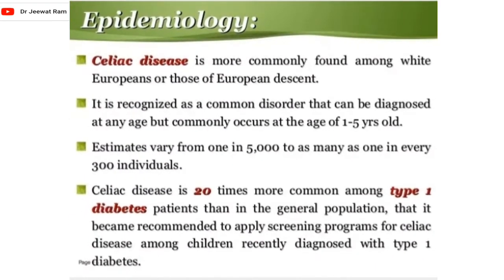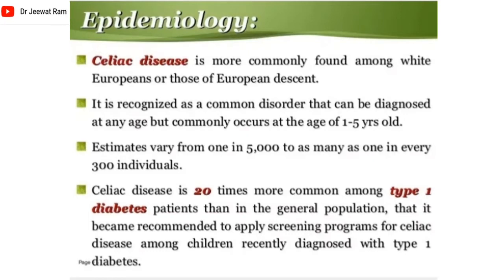Epidemiology. Celiac disease is more commonly found among white Europeans or those of European descent. It is recognized as a common disorder that can be diagnosed at any age, but commonly occurs at the age of 1 to 5 years old. Estimates vary from 1 in 5,000 to as many as 1 in every 300 individuals.